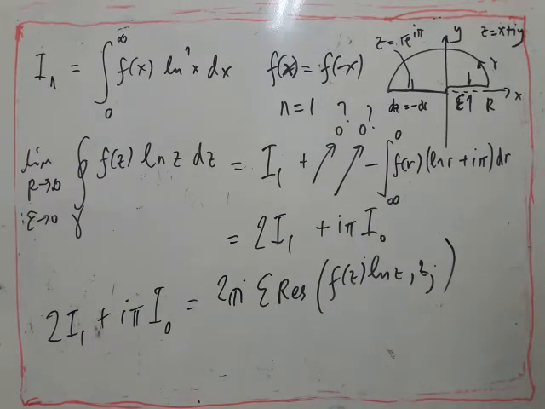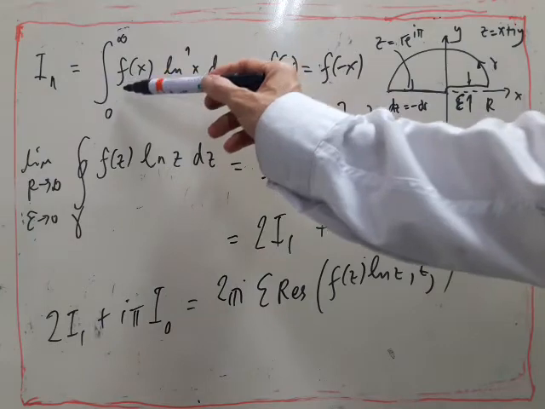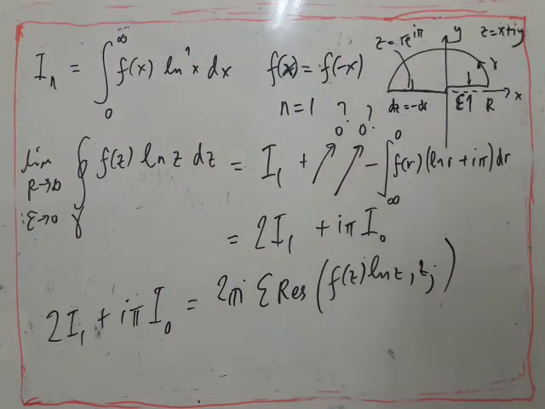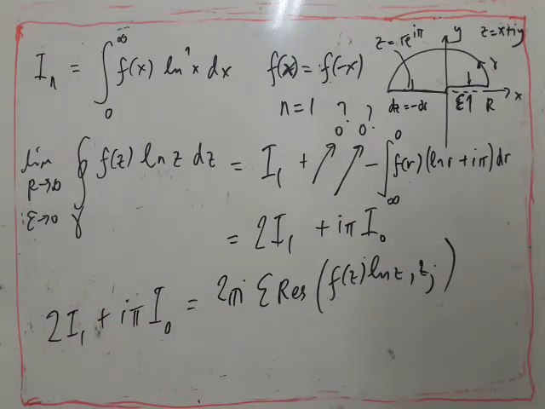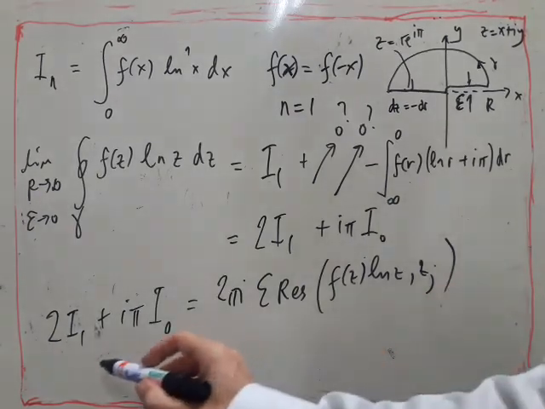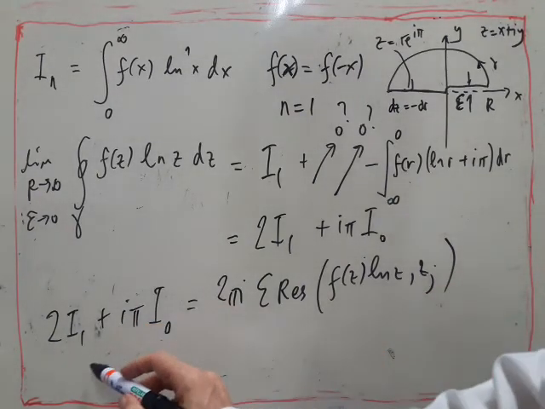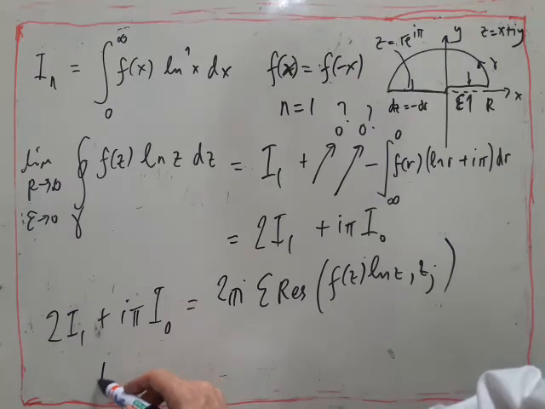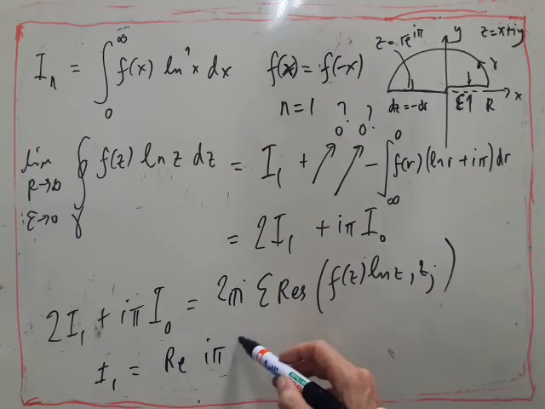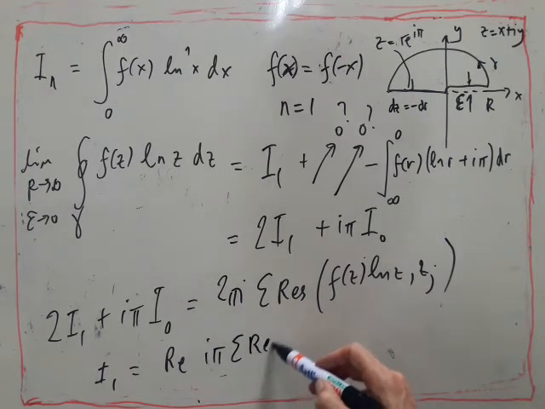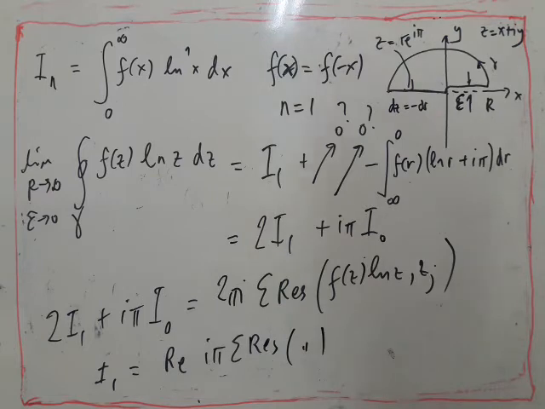And what I can do at this point, in most cases f will be real, which means that In will be real. If I want I1, I can just take the real part, and then I don't have to work out what I0 is. So dividing by 2 and taking the real part, I've got I1 is the real part of i pi times the sum of the residues of all this stuff.